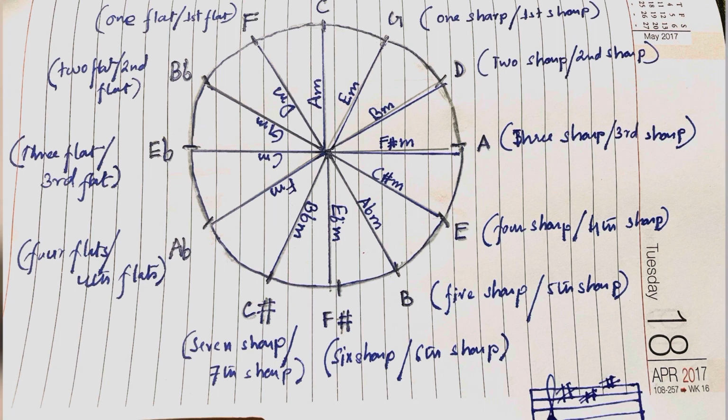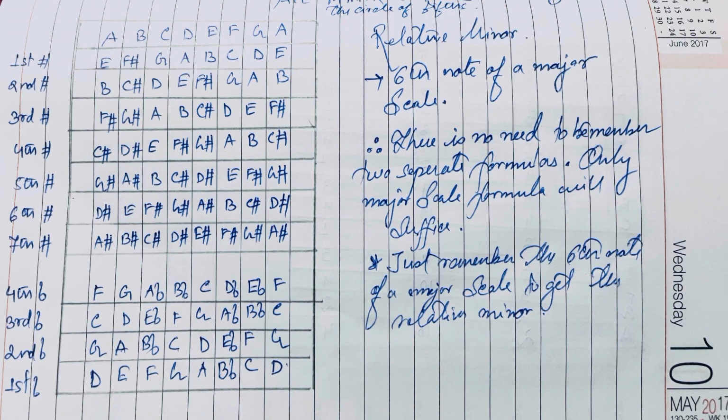Now what is this relative minor? Relative minor is the sixth note of that particular major scale. For example, the C major scale has the sixth note A. So A becomes the relative minor. Why is it called the relative minor? Because the A minor scale has the same notes as the C major scale. That means the C major scale and the A minor scale have all the same notes.